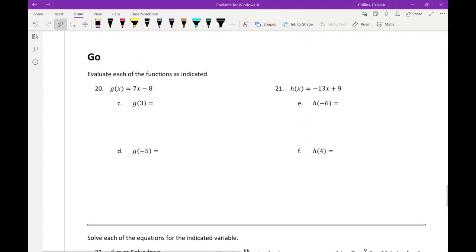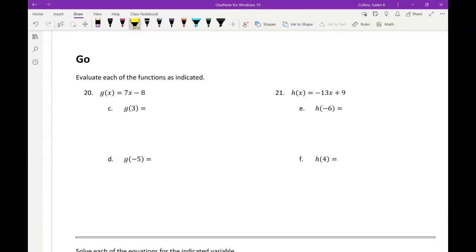At the Go section at the bottom, evaluate each of the functions as indicated. So I notice that I'm inputting x values into all of these. So like y is equal to g of x, meaning that g of x is an output, but the thing that I put in to g, I put in my input. So 3 and -5 are inputs. So in function notation, which is why I love it, if I have g of 3, I take my function g of x, and I literally replace each x with the 3 by substitution. 7 times 3 is 21.